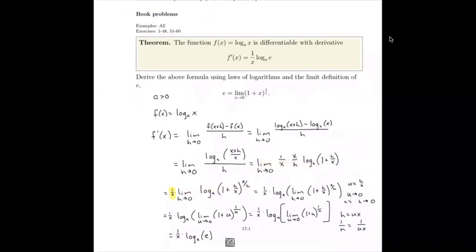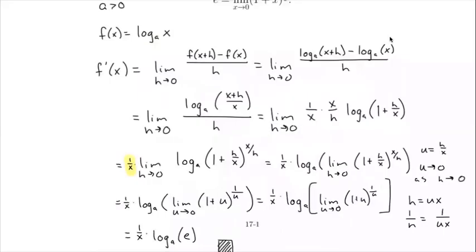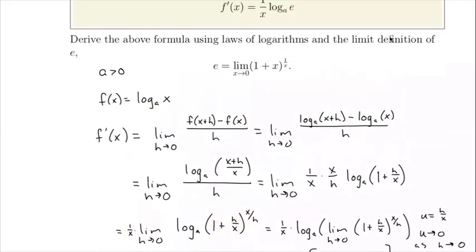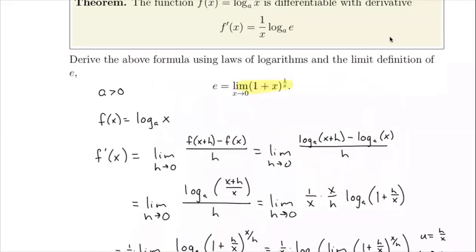Now, what do we have in this next step? 1 over x is moved out. We're taking the limit as h approaches 0 of log base a of 1 plus h over x to the power of x over h. And this is starting to look familiar. H is going to 0, so it's driving this term, 1 plus h over x, to 1, and it's driving the exponent to infinity. And that's exactly what we see above right here.